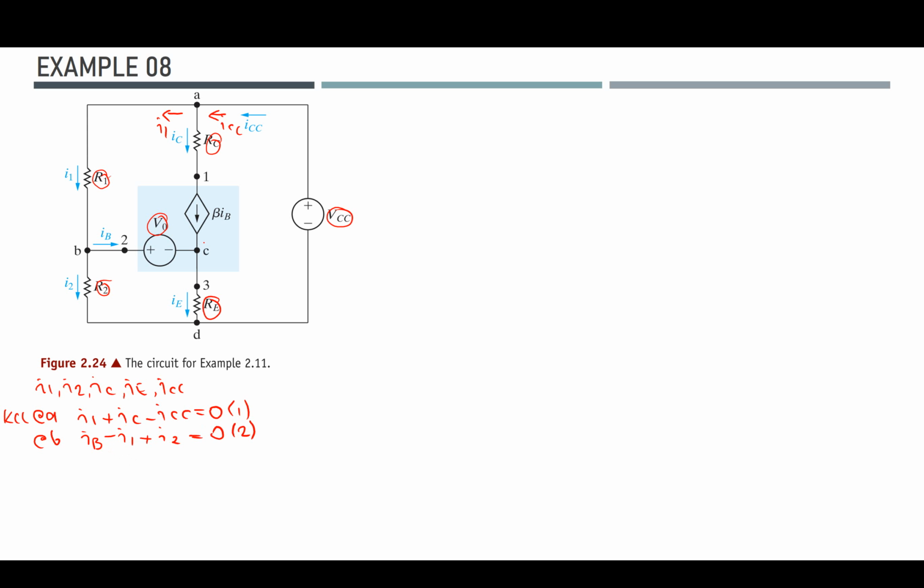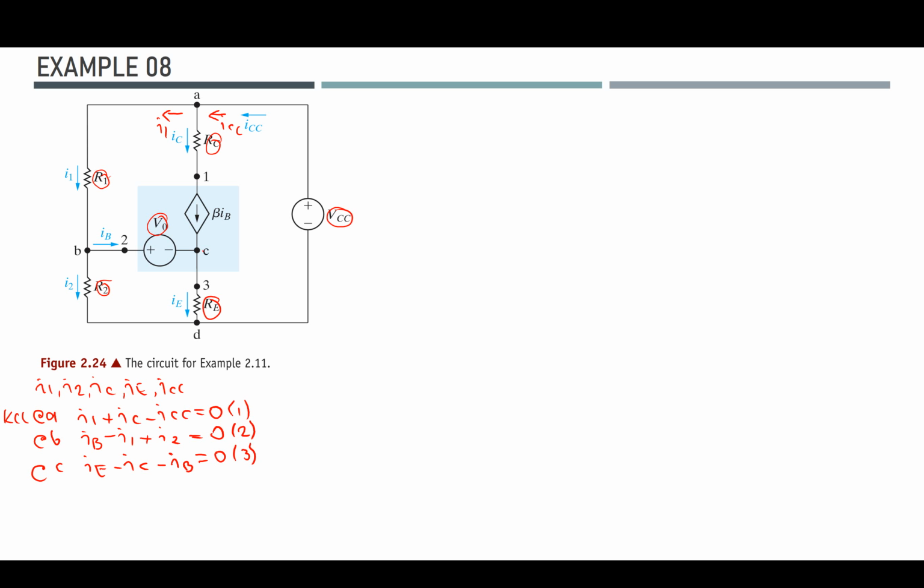And at circuit node 3, at this point, if I again apply the KCL, in this case I have IE leaving that node, which has a positive sign, minus IC, as it's entering that node, and I also have the minus IB as it enters the node, which should be equal to 0. So this is my third equation.